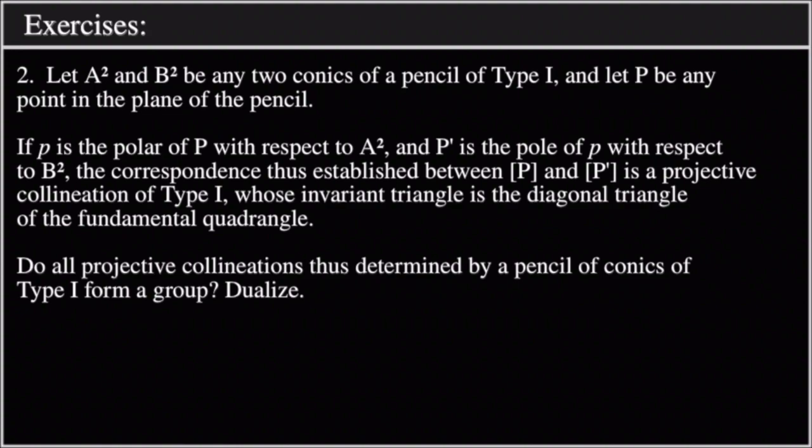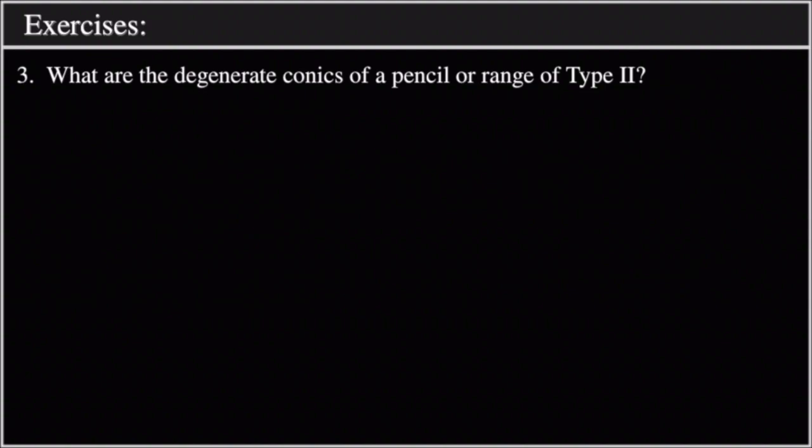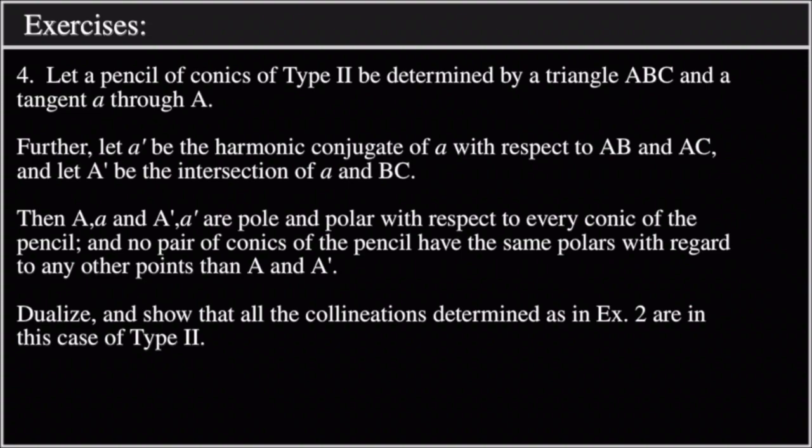Dualize. 3. What are the degenerate conics of a pencil or range of type 2? 4. Let the pencil of conics of type 2 be determined by a triangle ABC and a tangent a through A. Further, let A' be the harmonic conjugate of a with respect to AB and AC, and let A' be the intersection of a and BC.